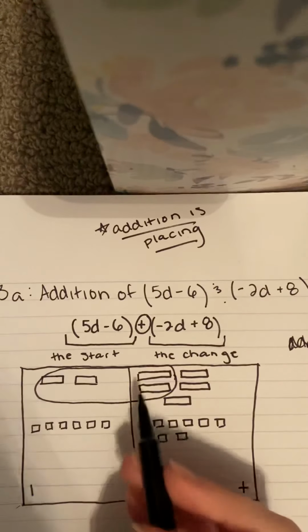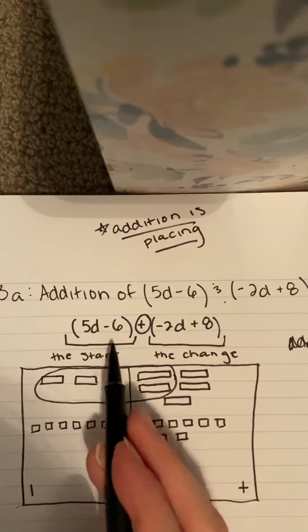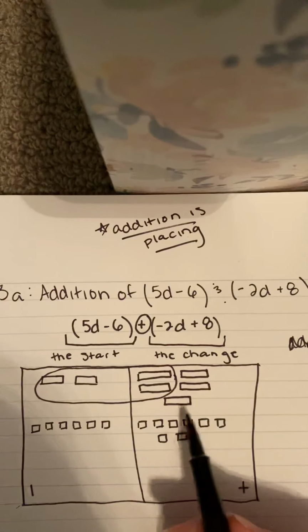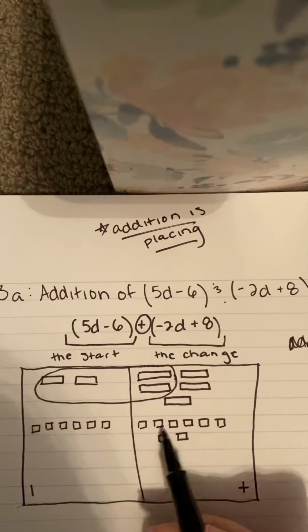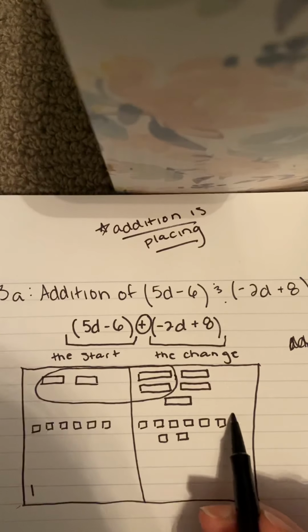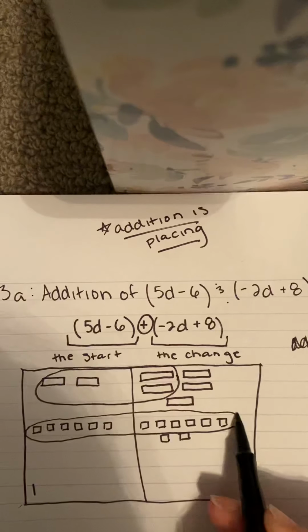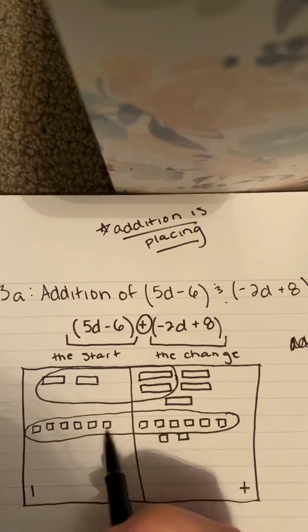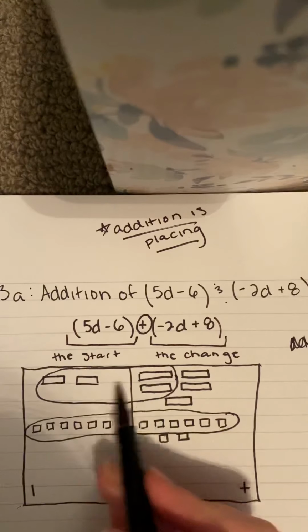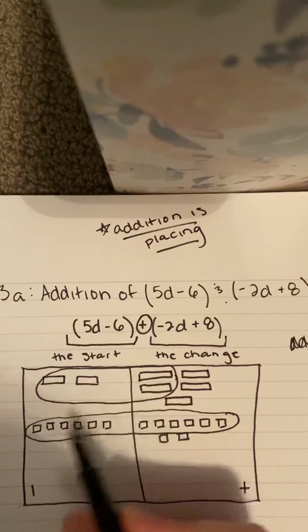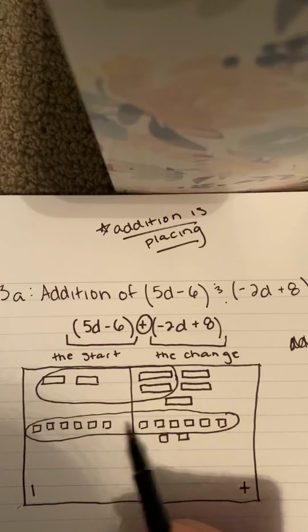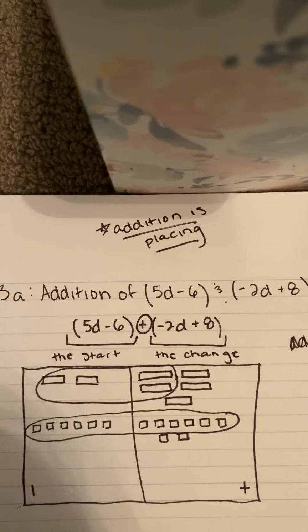And then since they're like terms, they're just blocks. Since we have a negative 6 and a positive 8, we can pair the 6 together, and those will be 0 pairs as well. So we have the d's, 0 pairs, and then the blocks, 0 pairs. So the rods go together and the blocks go together.